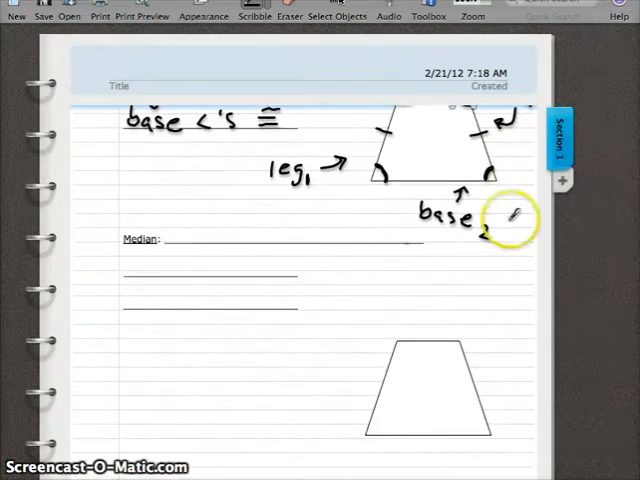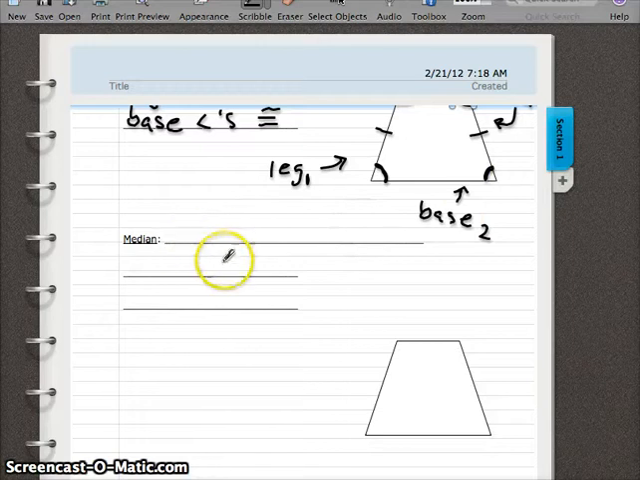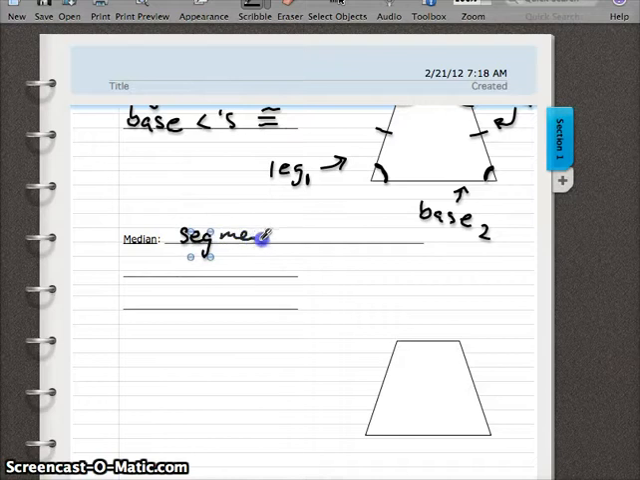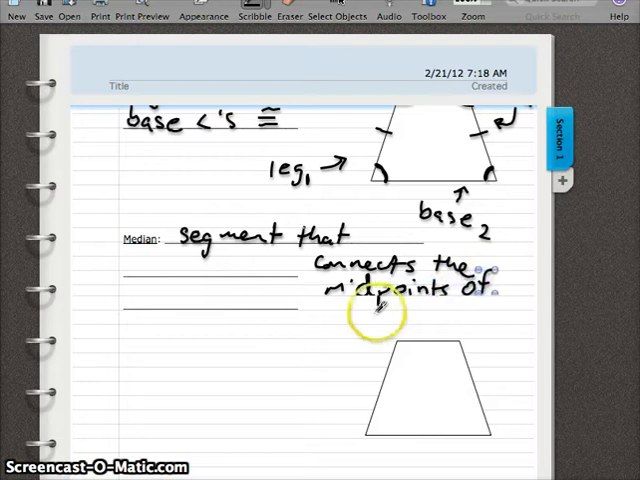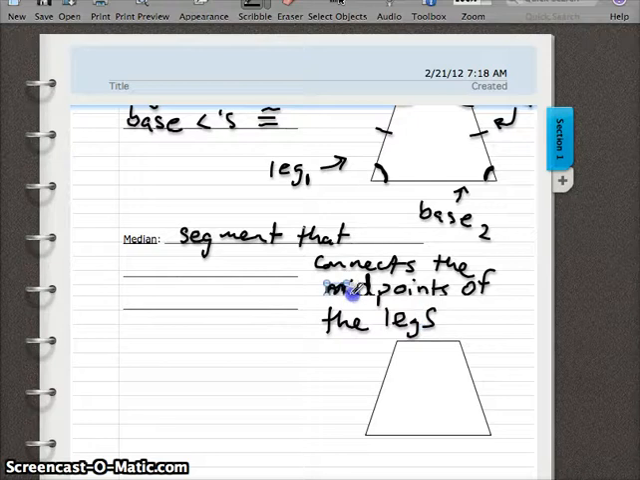This is where we're getting to the good stuff, though. This is the important stuff. What is a median? Well, a median is a segment, and we can draw it. It's a segment that connects the midpoints of the legs. So a segment that connects the midpoints of the legs.